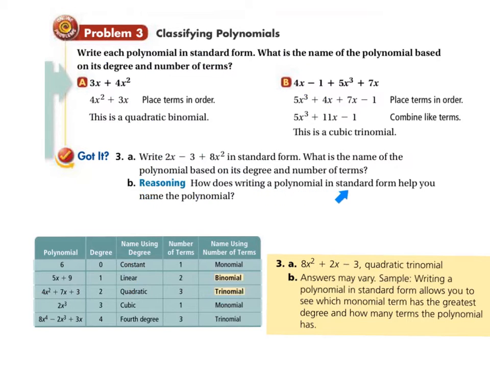And how does writing a polynomial in standard form help you name it? Well, in my opinion, doing that helps make sure that you combine like terms, so you catch if there's like terms to combine. Also, you can see what the highest power is, right? So you know how to name it, and you can see the number of terms once you combine like terms. Again, also helping you to name it.